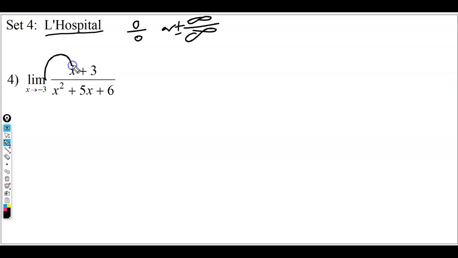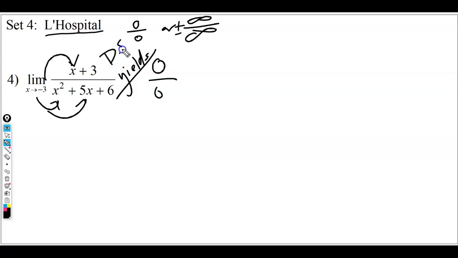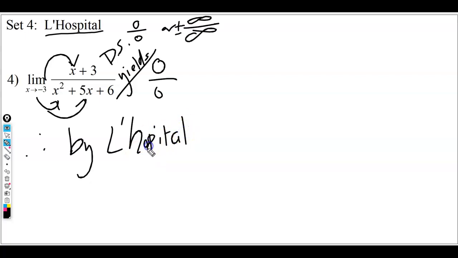Let's do direct substitution. So if I do direct substitution, on the top I get 0. And on the bottom I get 9 minus 15 is negative 6 plus 6 is also 0. So it yields, we're not going to say equals, because 0 over 0 is not a number. You can't say it equals 0. But we can say that direct substitution, I'll abbreviate that DS, yields 0 over 0. Therefore, by L'Hopital's, there's supposed to be an S. I always leave that out.